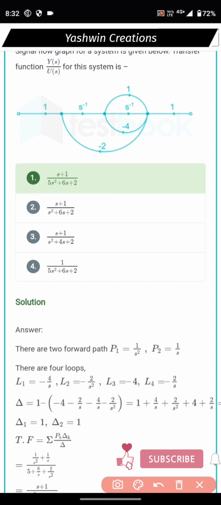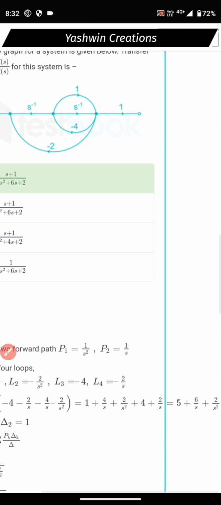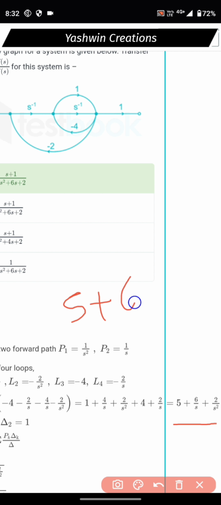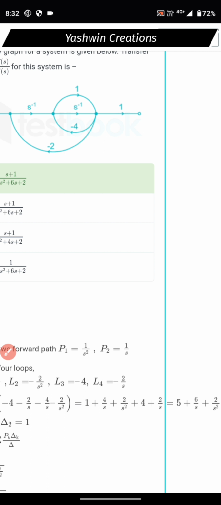Now we know the loops. Next, delta. Delta is equal to 1 minus the sum of the loops. So 1 minus of (minus 4 minus 2 divided by s minus 4 divided by s minus 2 divided by s squared). If you solve that, you will get the equation: 5 plus 6 divided by s plus 2 divided by s squared. This is the equation you will get.